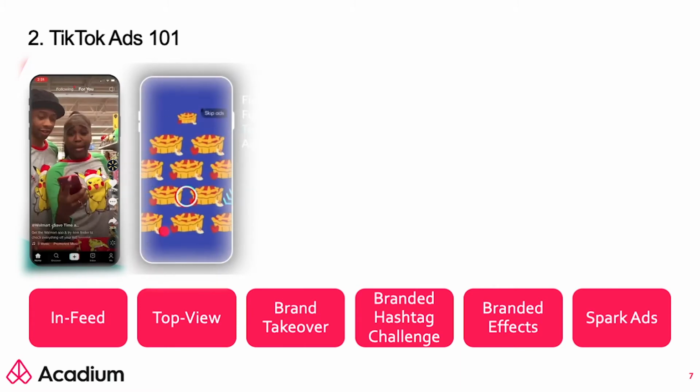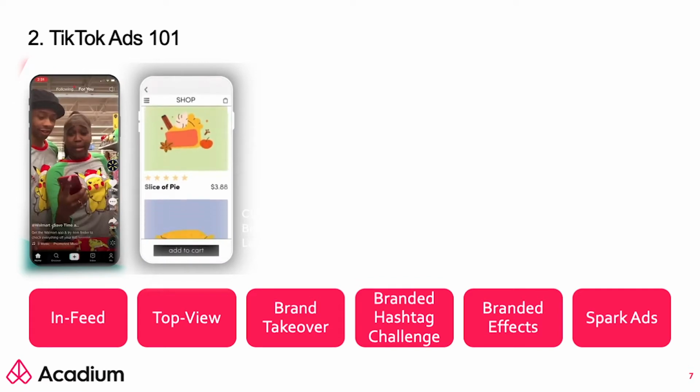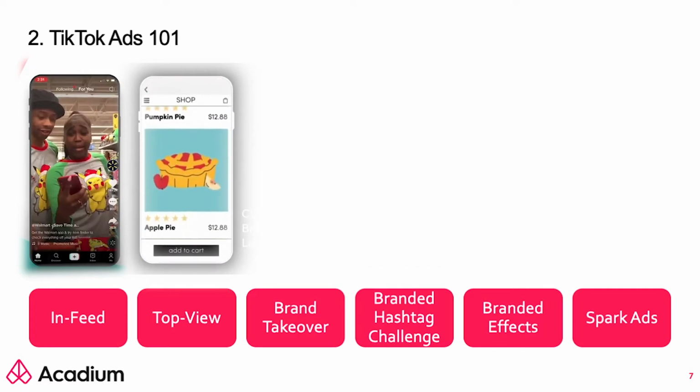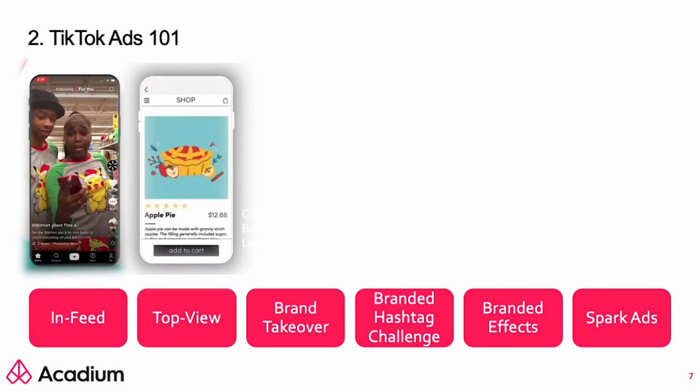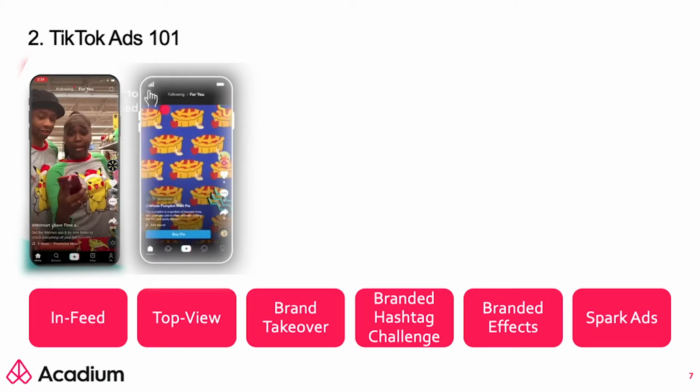Top view, this is an ad that appears at the top of the For You page. The video can also be up to 60 seconds long and guarantees a wide range of reach and a high number of impressions. This is great for brand awareness as there's no other competing content on the page to capture the user's attention.